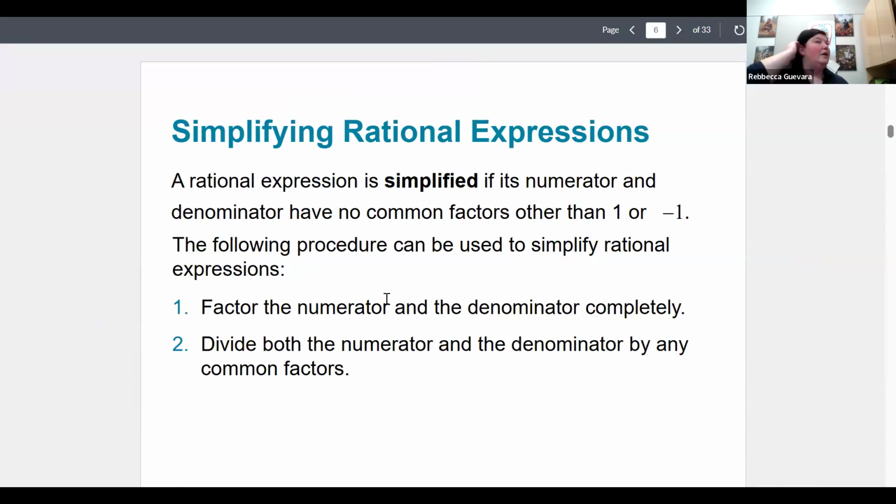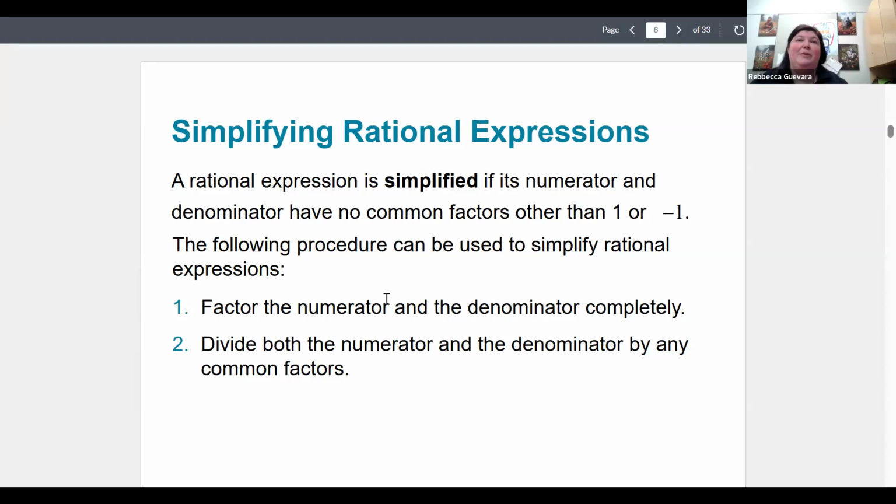Make sure this is working. So we're still going to talk about that domain, but first we're going to talk about simplifying rational expressions. Simplifying rational expressions means we're going to make sure that the denominator and the numerator do not have common factors other than 1 or -1.